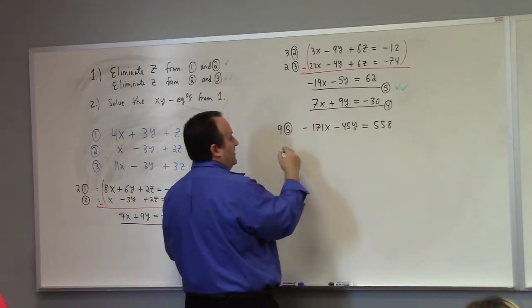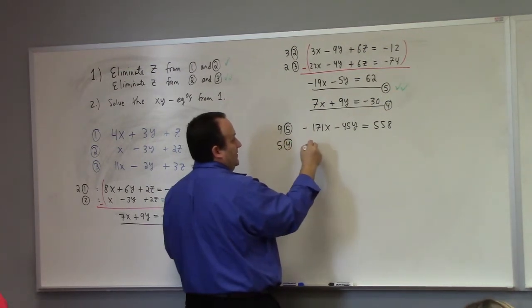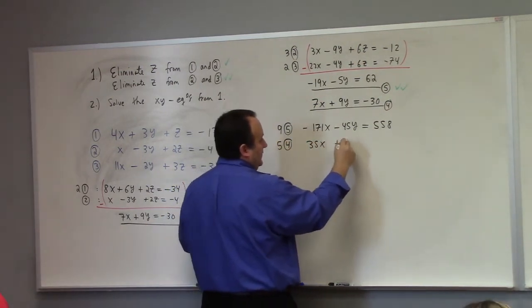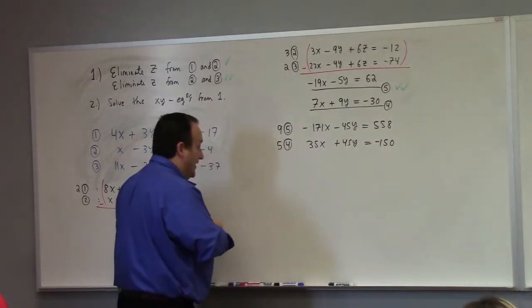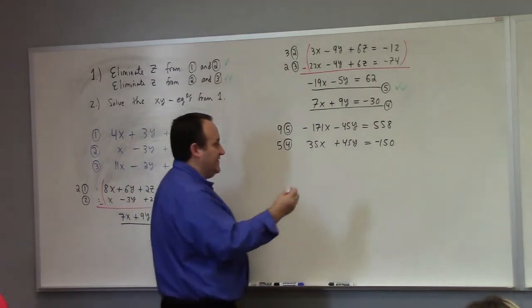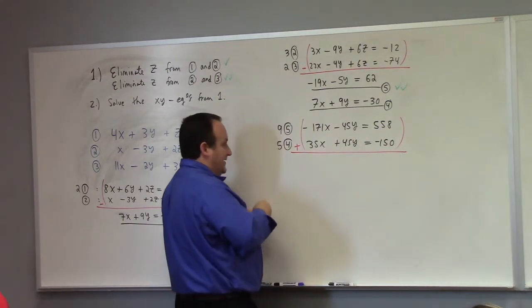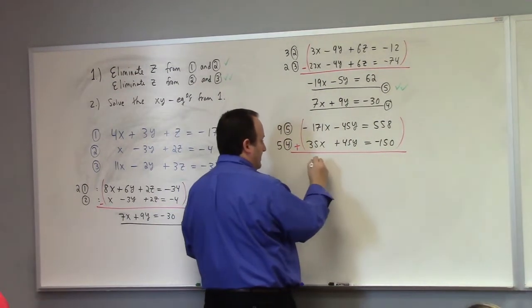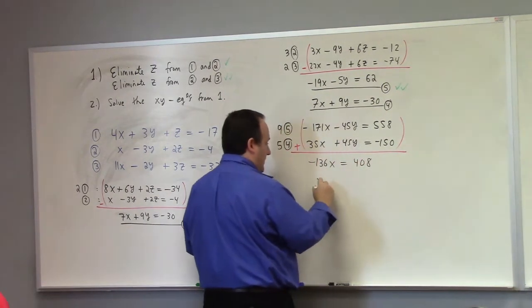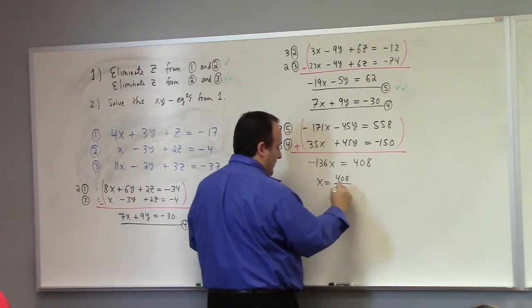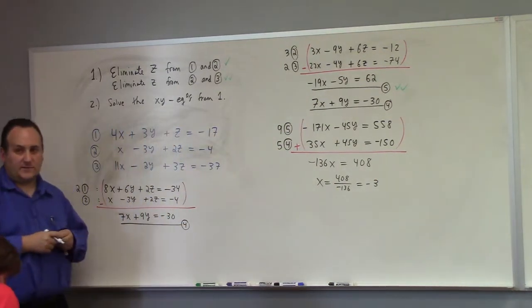And let's see here, then I do 5 times equation 4. That gives me 35x plus 45y equals minus 150. At which point I can add these equations, right? Because I've made the y terms match up. And when I do that, that gives me minus 136x equals 408. That gives us x is 408 over minus 136, which is minus 3. So apparently x is equal to minus 3.